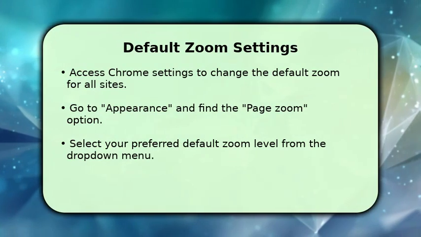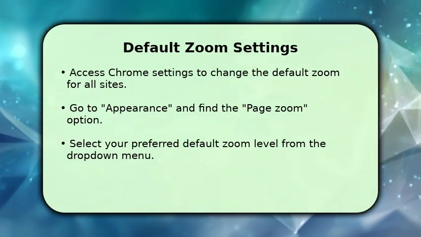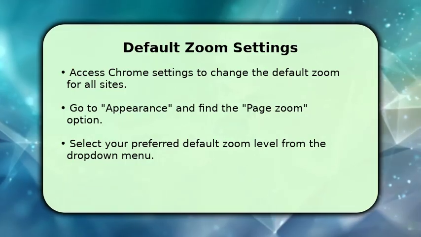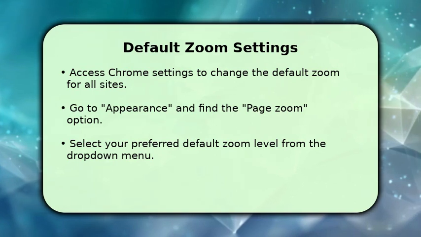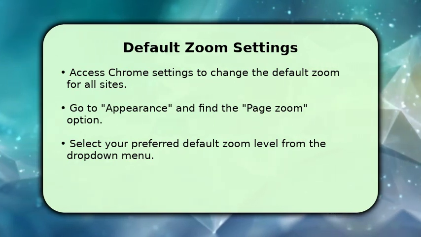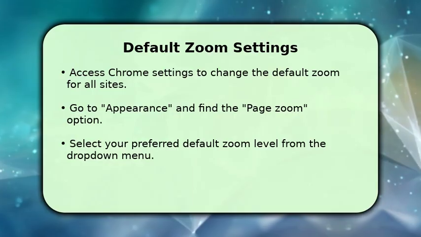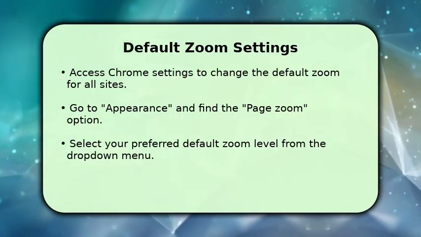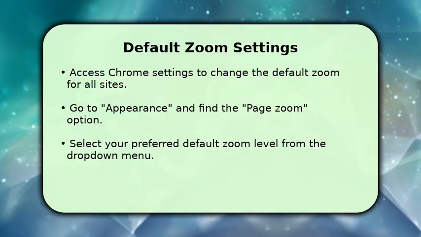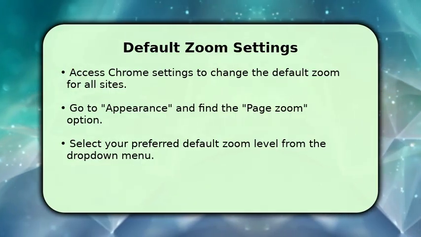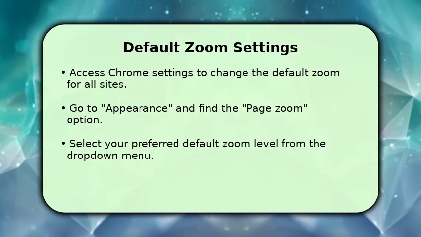If you want to set a consistent zoom level for all websites, you'll need to adjust your default settings. Open Chrome Settings by clicking the 3 vertical dots again, then selecting Settings. On the left-hand side, click Appearance. Here, you'll find the Page Zoom option. Use the drop-down menu to select your desired default zoom, such as 100% or 125%, ensuring a comfortable view across all pages.